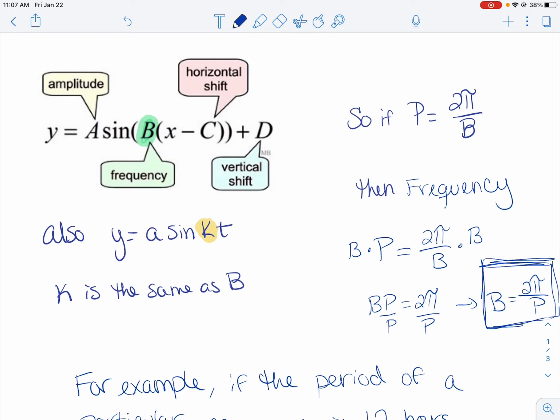You can see that these are sort of inverses of each other. So 2 pi over b is equal to p, and 2 pi over p is equal to b. Those are inverses of each other.